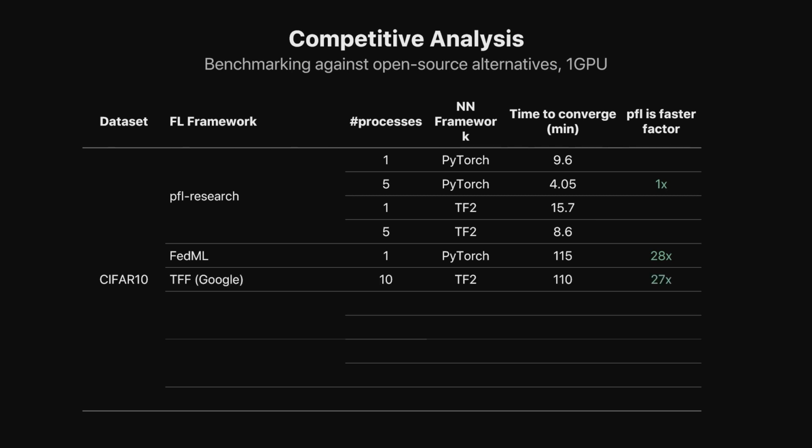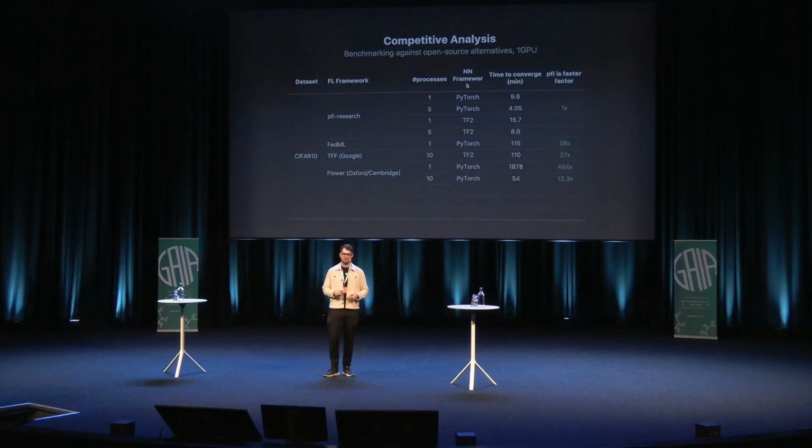And then we have TensorFlow Federated, developed by Google. It's 27 times slower than this. And Flower, which is currently the most popular simulation framework, is very slow on GPU. When we scale it up on CPU, it's faster, but not close to PFL research. And then we have FedScale, which is another framework, still much slower. And Flute, developed by Microsoft, is 20 times slower than PFL research.